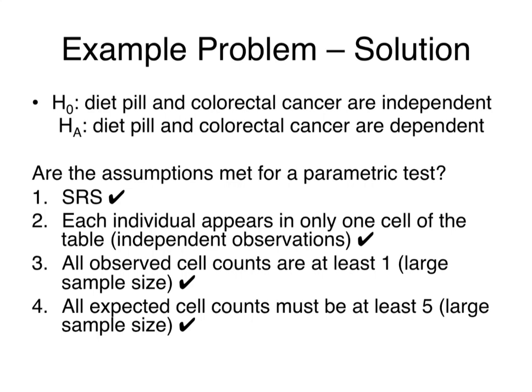We know from the study description that the data were obtained from a random sample, and each individual only appears in one cell of the table. If we make a 2x2 table of our observed data, we would find that all of our cell counts are at least 1, and that the expected cell counts, calculated by multiplying the row total by the column total and dividing by the overall total, are at least 5. But we could also probably assume that these last two assumptions are met, given that we have a large sample size here.